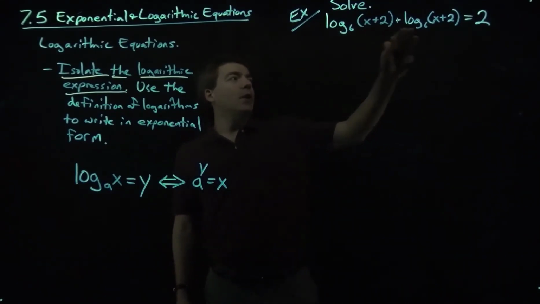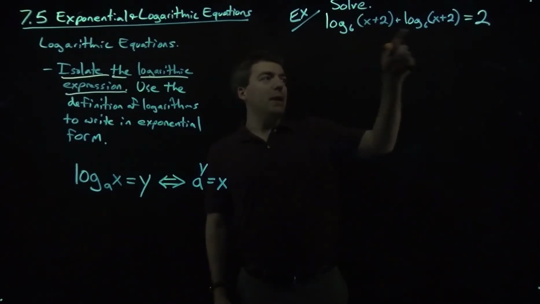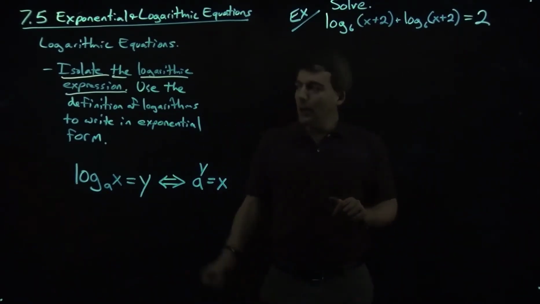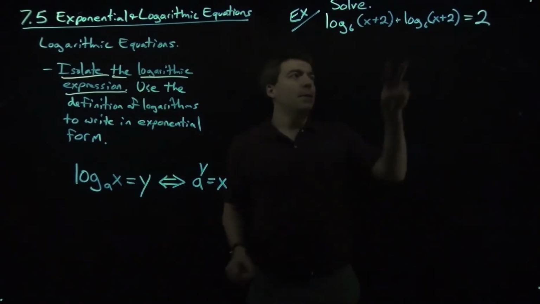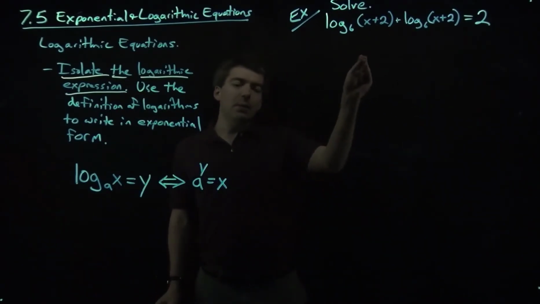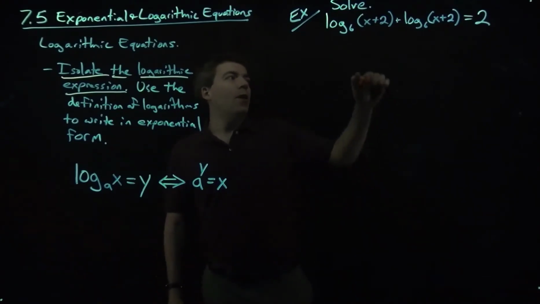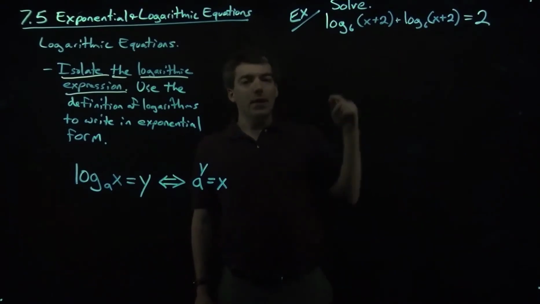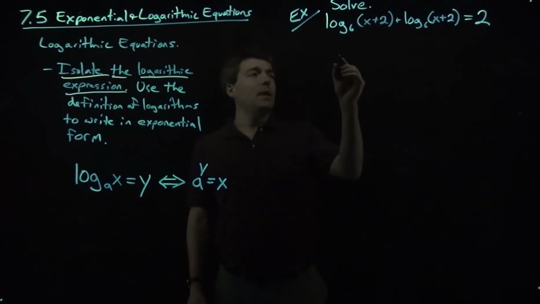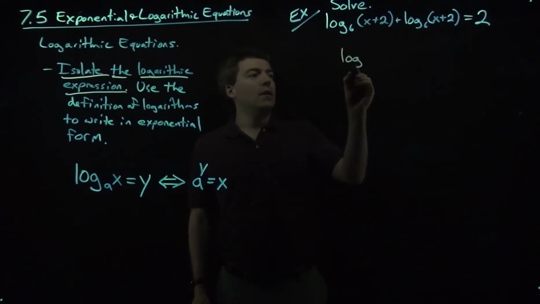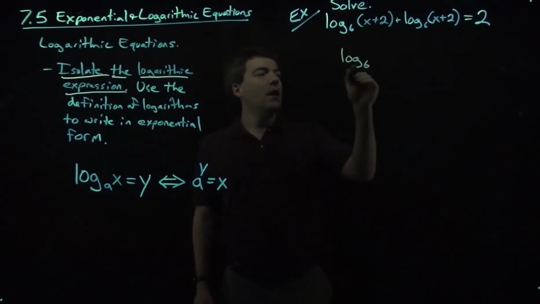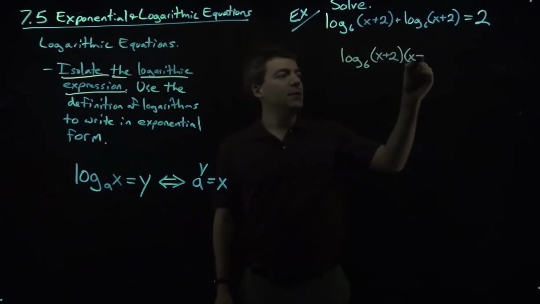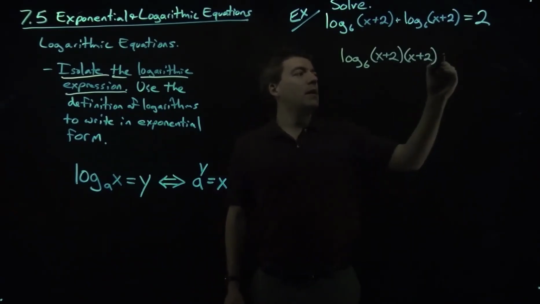So here we have two logarithms added together. They have the same base, that's good, equal to some number, 2. Now we need to isolate the logarithmic expression, but there are two of them. So we need to combine them into a single one. And recall that if we have the sum of logarithms, we can write that as the product of the arguments. So we have log base 6 of (x + 2) times (x + 2) equal to 2.